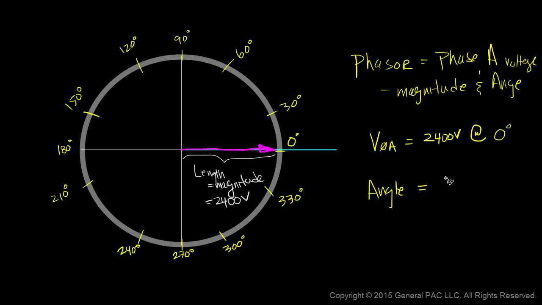The angle of this phasor is represented by the angle between the reference line and the phasor. Since the phasor overlaps the reference line, or is in phase with the reference line, we understand that there is 0 degrees between the phasor and the reference line. So mathematically, we'll represent this phasor as phase A voltage equals 2400 volts at 0 degrees.